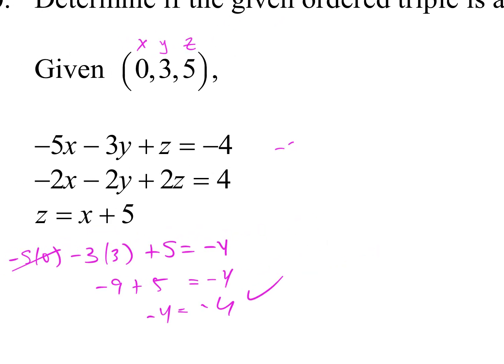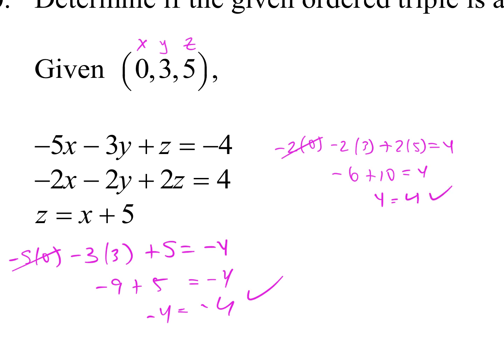Let's try the second one. Negative 2 times 0 minus 2 times 3 plus 2 times 5. Negative 2 times 0 is 0. Negative 2 times 3 is negative 6 plus 10 equals 4. What's negative 6 plus 10? Does 4 equal 4? All right, we're good.